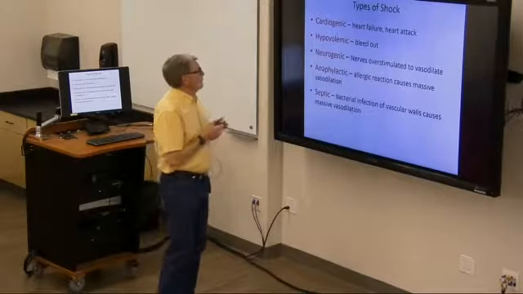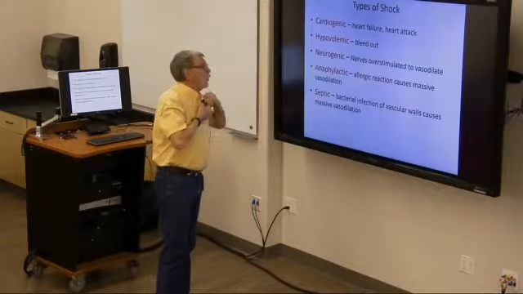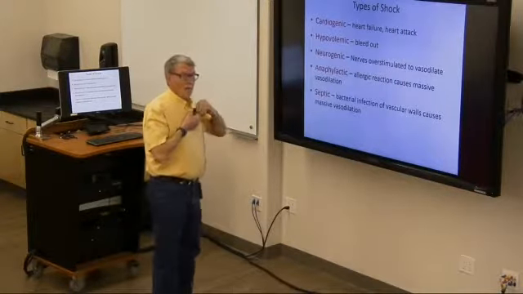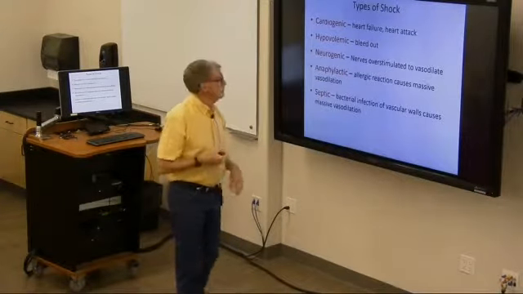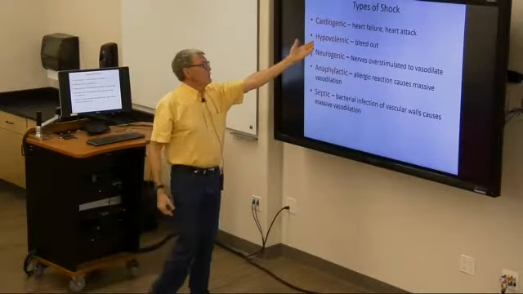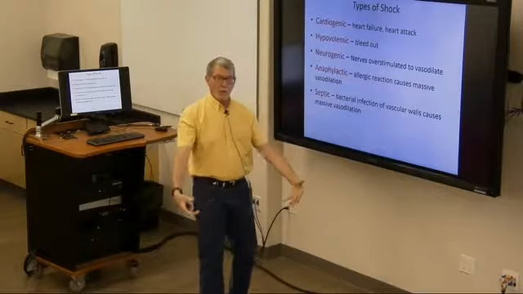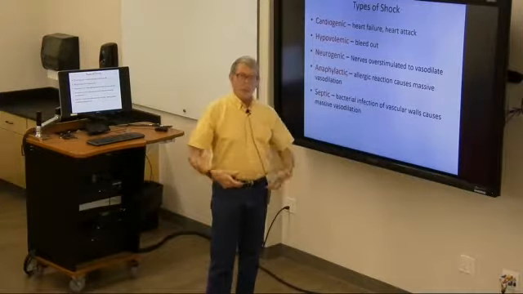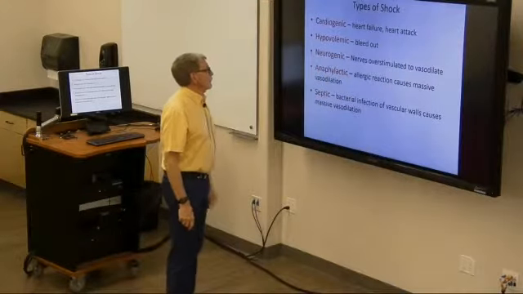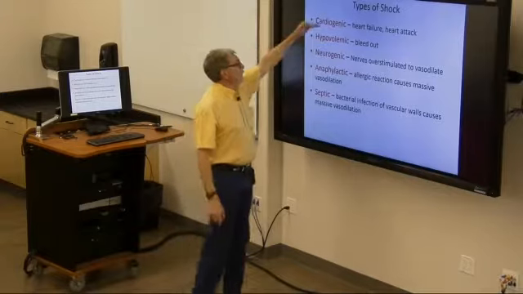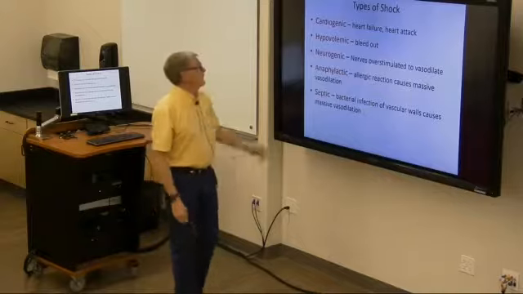Types of shock. Cardiogenic shock is shock that's caused by the heart. So heart failure or heart attack. Heart failure, where the heart just beats slower and slower, worse and worse, dilated cardiomyopathies, a huge heart that's barely beating. Or a heart attack where it stops altogether, perhaps. Everything else is not cardiogenic. All of these other things are caused by something other than the heart.